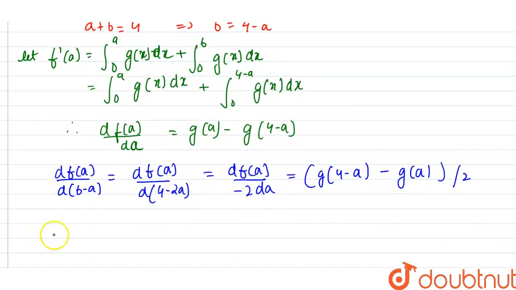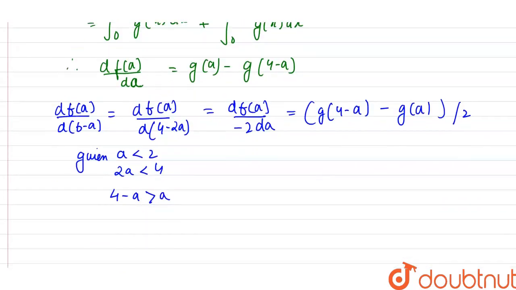So guys, it is given that a is less than 2, right? Or we can say that 2a is less than 4 because we have to add in terms of 2a, right? Or we can say that 4 minus a is greater than a, right? So we are making everything in terms of a. So g(4 minus a) is obviously greater than g(a), right?